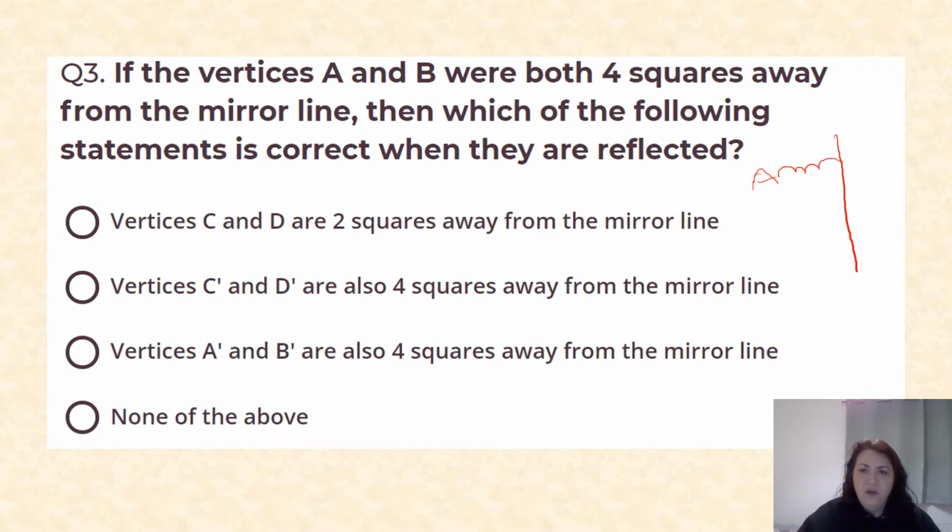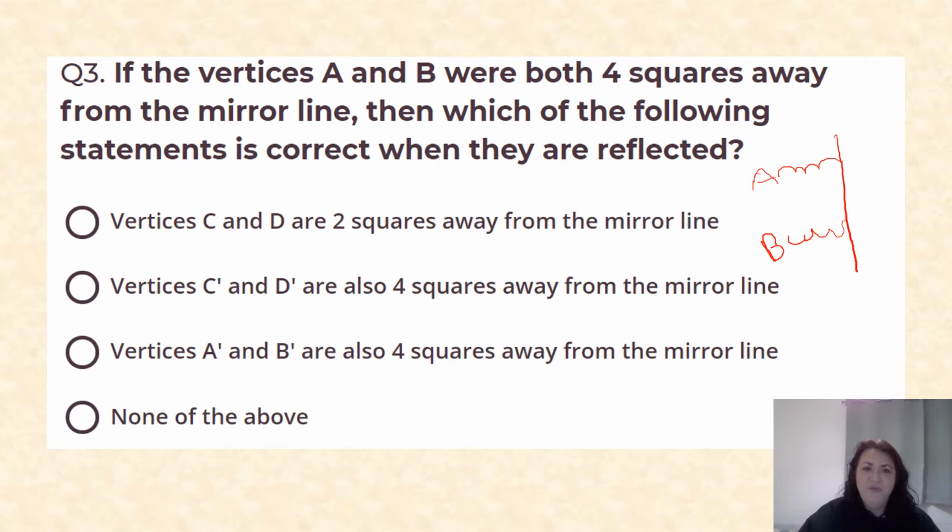A, 1, 2, oh, my mouse is playing up again. 1, 2, 3, 4 is B. They're both in the same place. I don't know if that will help, but let's have a look. Vertices C and D are 2 squares away from the mirror line. Vertices C dash and D dash are also 4 squares away from the mirror line. Vertices A dash and B dash are also 4 squares away from the mirror line.